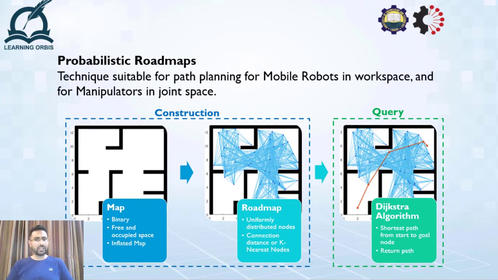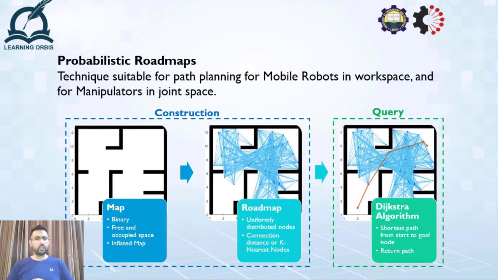Just before we move on to the implementation portion, you should have a clear understanding that the number of nodes and their connection distance will dictate the density of the roadmap and hence the computational complexity. So if you have generated too few nodes, there might not exist any path between the start and the goal position. And if you have generated too many nodes, then computational complexity will increase too much.